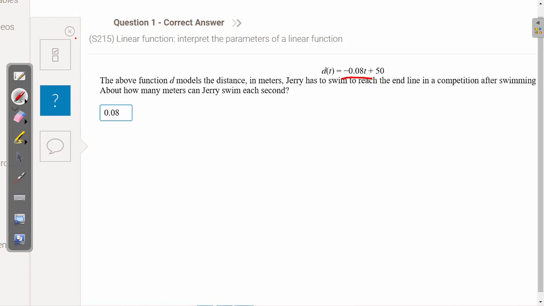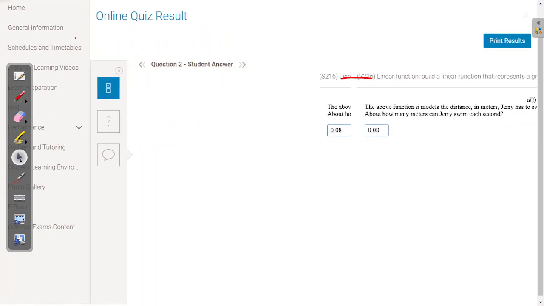How do you know if you should put it negative or positive? You see, it's how many meters he can swim each second. He can't swim negative meters. He can't swim negative 1 or negative 0.08. So it's just 0.08 positive.